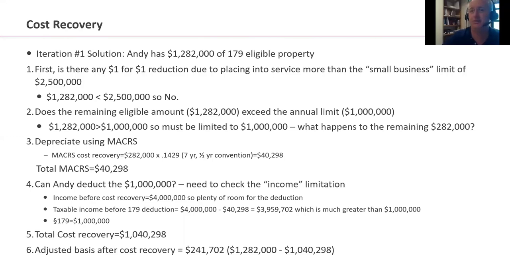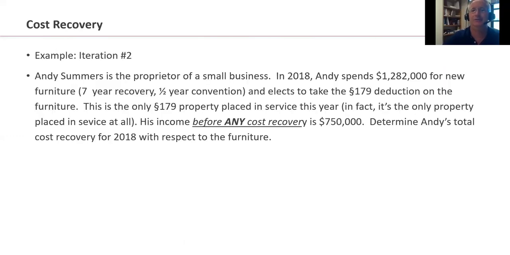Don't worry, we're not done with 179. Let's do iteration two. So Andy Summers, small business, 1,282,000, 7-year, half-year convention, wants to take 179. The only difference is his income before any cost recovery is only $750,000. So look, these are academic iterations that I've created. You should already know we have an income limitation problem, right? We should already know that Andy wants to take $1 million. He's already going to blow through because he's only got $750,000.